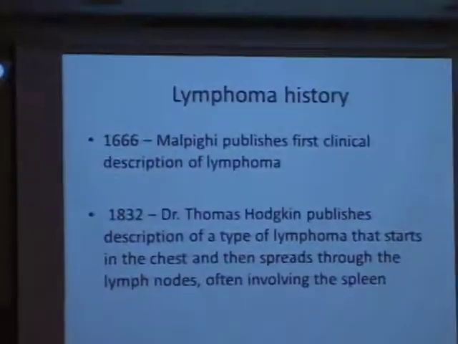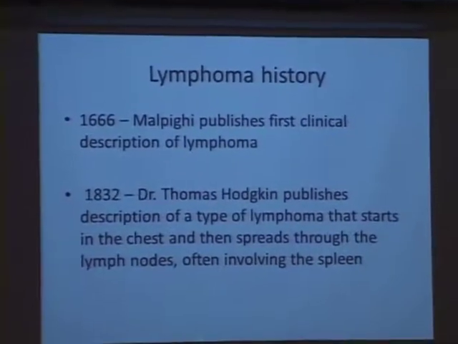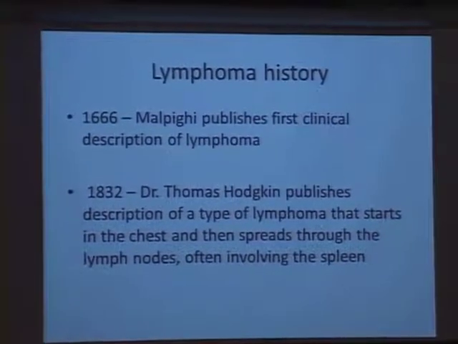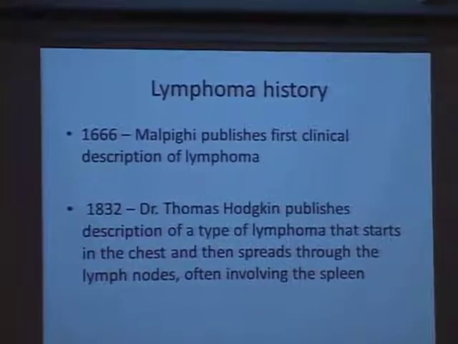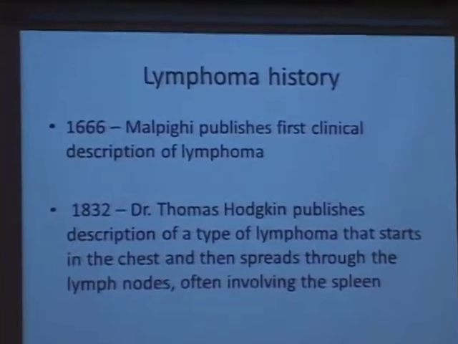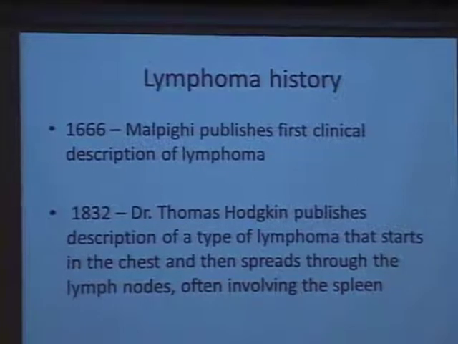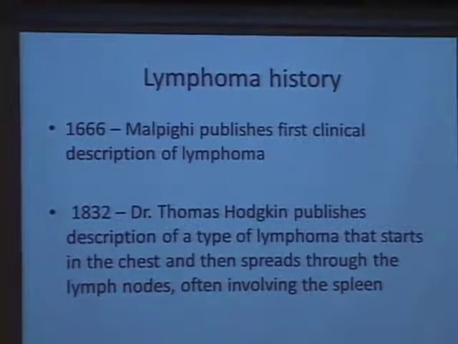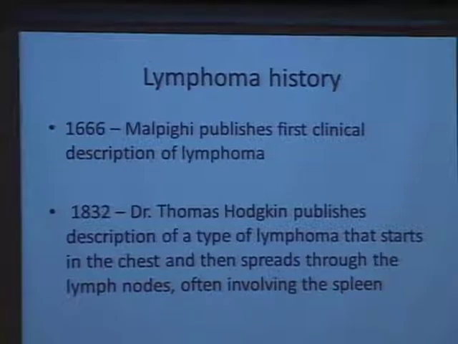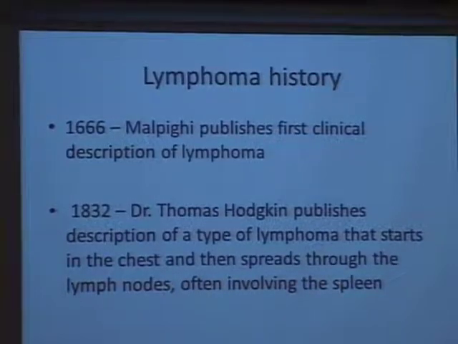So now I want to start to give you a historical perspective of where lymphoma was first recognized, and it's important because it has defined a lot of the ways we classify lymphoma and how we understand it. Back in 1666, a guy named Malpighi first described clinically what happens with lymphoma. But really the first succinct description of it was in 1832. A guy named Thomas Hodgkin talked about a type of lymphoma. It started in the chest, and then it spread through the lymph nodes. And in some patients, when it was very advanced, it involved the spleen.